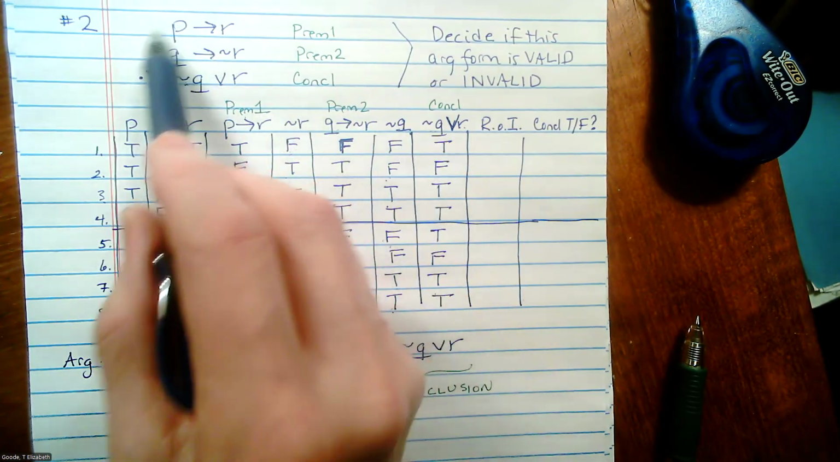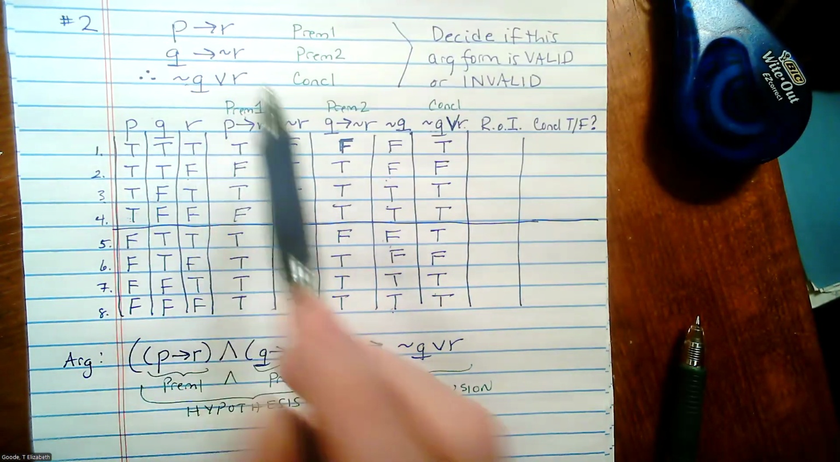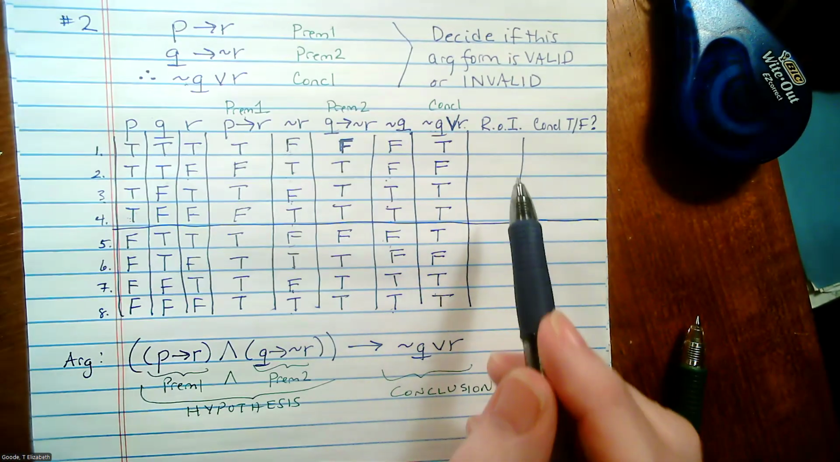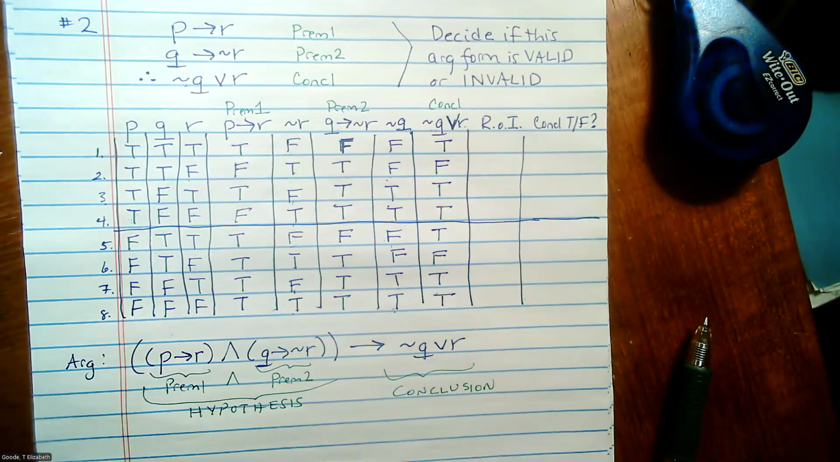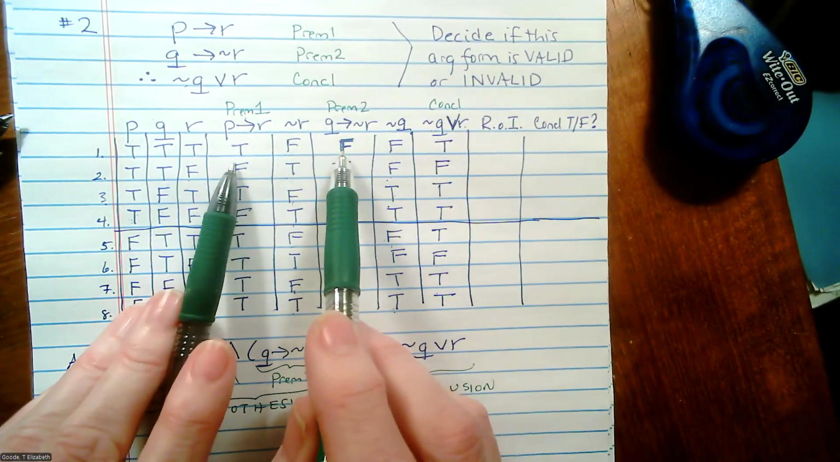Every argument form is different. You have to just read what is actually there and evaluate what's actually there. Does that make sense? All right, let's now find the rows of interest. Those are the rows in which all the premises are true. In this case, we only have 2 of them. Here we go. Row 1.